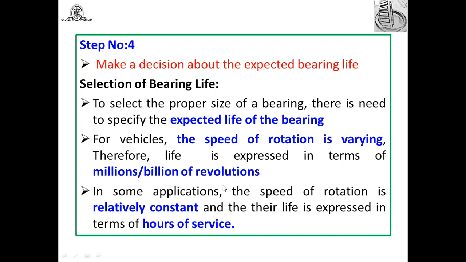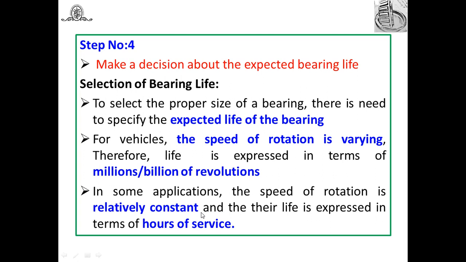For vehicles, in automobile vehicles, the speed of rotation of the wheel is going to vary, and because of this, the life of the vehicle or bearing life is expressed in terms of millions or billions of revolutions. As we shift or change the gear, you know very well, the speed of rotation also varies. And for this varying speed of rotation, we have to express the life in million revolutions. But in some applications, the speed of rotation is relatively constant.